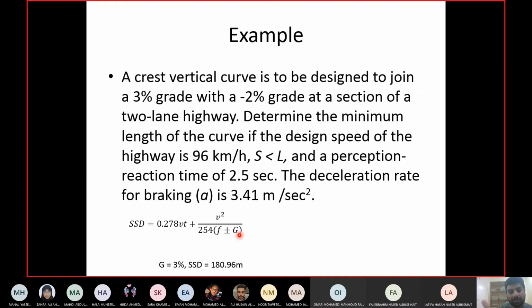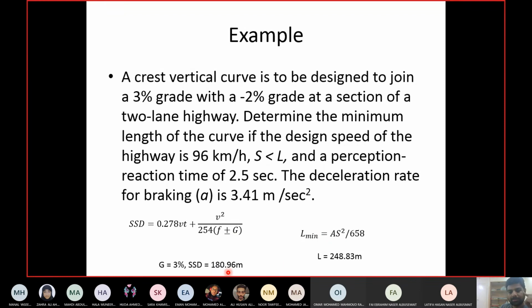Why -3? Because of the other direction. And why am I putting -3, why not -2? Because -2 will give me a lower value of SSD than -3. If you don't believe me, you can try. But the simple rule is, if you put a higher negative number in the denominator, the answer will be higher. So you put G at -3 here, so -0.03, and you solve it, you get SSD at 180.96. V will be 96, T is 2.5 seconds, F is 0.35, and G is -0.03. So SSD is 180.96, then you use this equation.